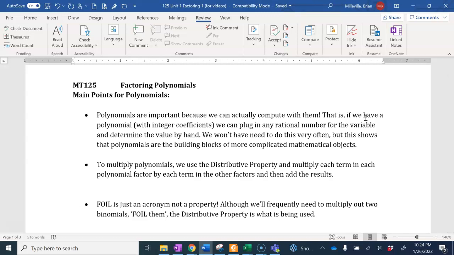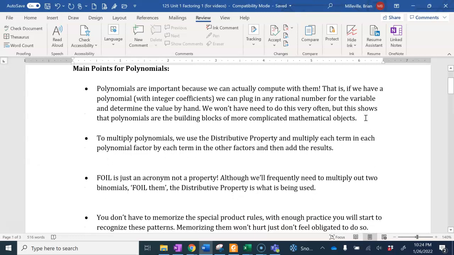We can actually compute with them. That is, if I wanted to take a number and plug it into a polynomial and write it out on paper, we could evaluate. All right, and that's part of actually that polynomial homework, because a polynomial is just a string of terms where we have numbers times x or whatever variable raised to a power. Again, we can work these things out by hand. We don't do it a ton, but again, they're building blocks for more complicated math objects.